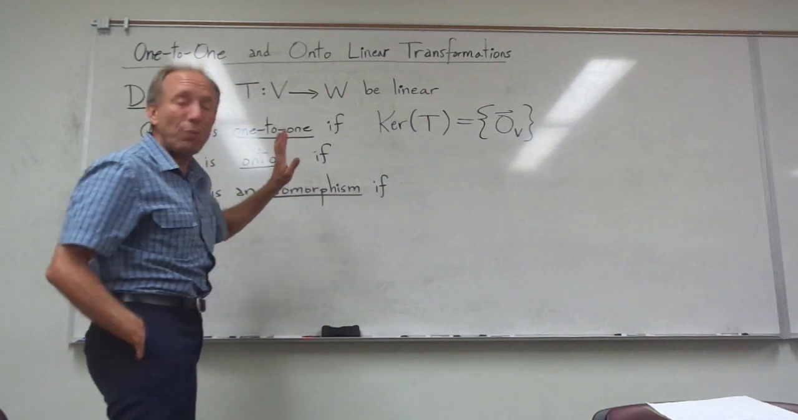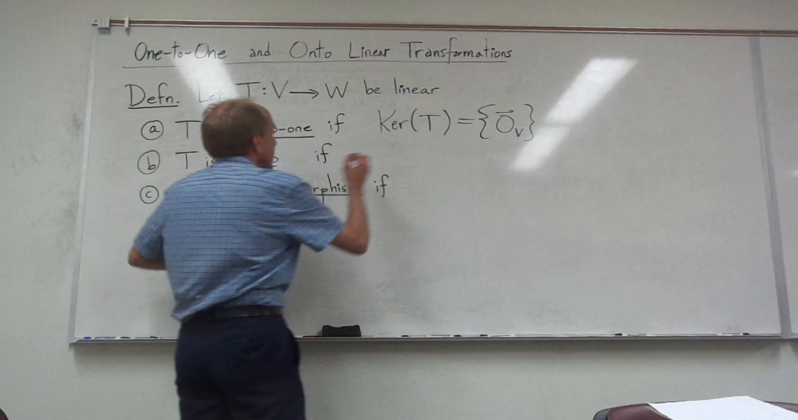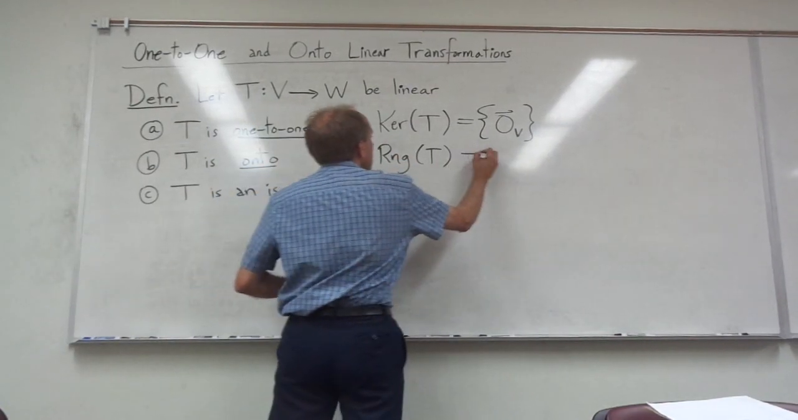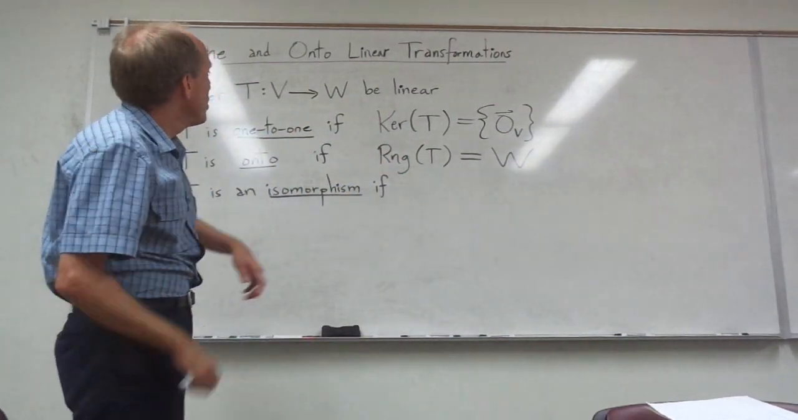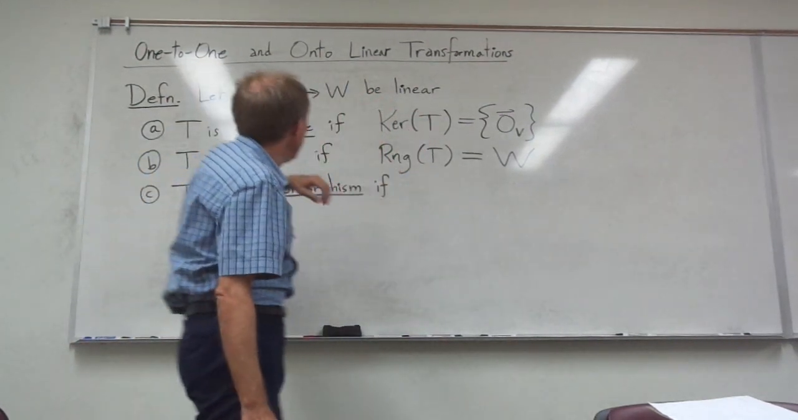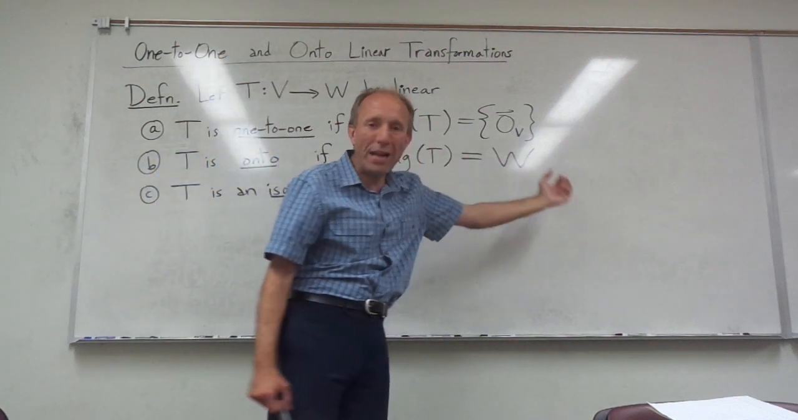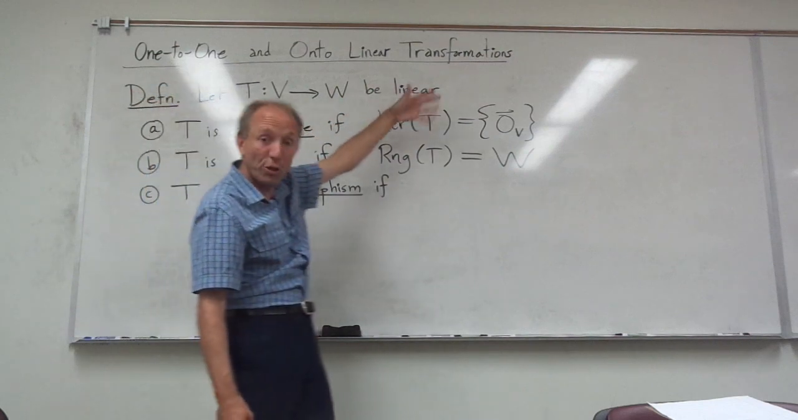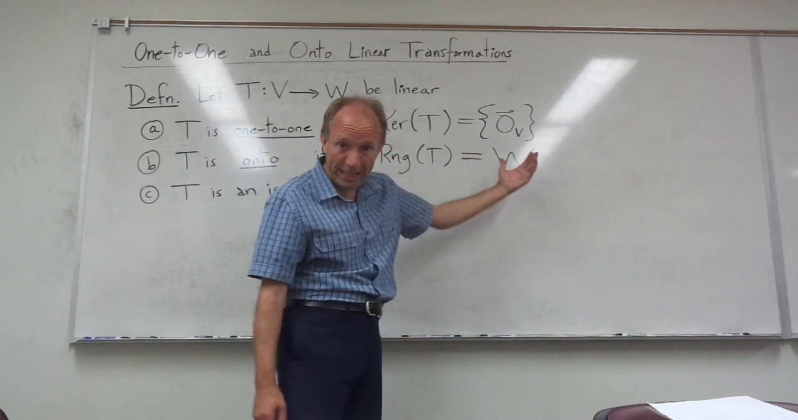Quite differently, a transformation is onto if the range of that transformation is the whole entire W. Okay? So a one-to-one transformation has a tiny kernel. An onto transformation has a huge range. So the one-to-one concept is dealing with the kernel of T. The onto concept is dealing with the range of T.